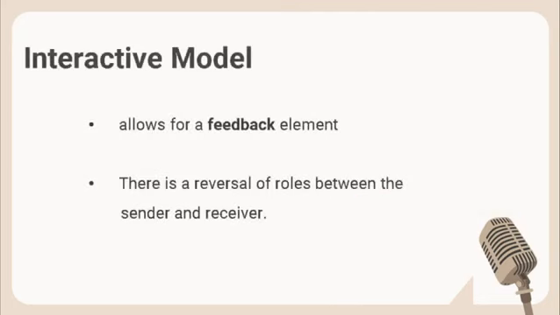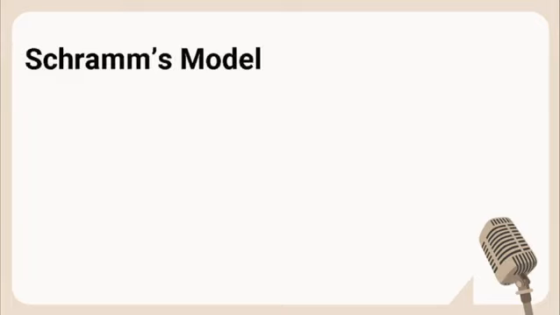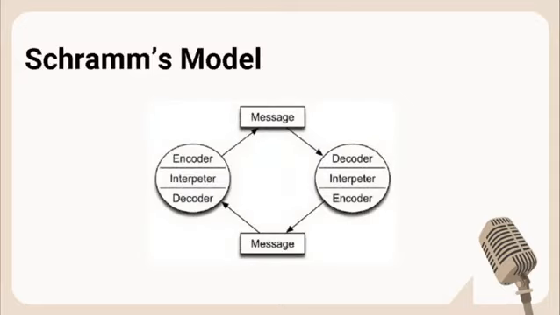The interactive model contains an important element that is not present in the previous models: feedback. After a message is encoded and sent to the decoding receiver, the roles are reversed. The receiver encodes and sends the response to the original sender, who then becomes the new receiver. Schramm's model of communication is a perfect example that shows the existence of feedback in this process.